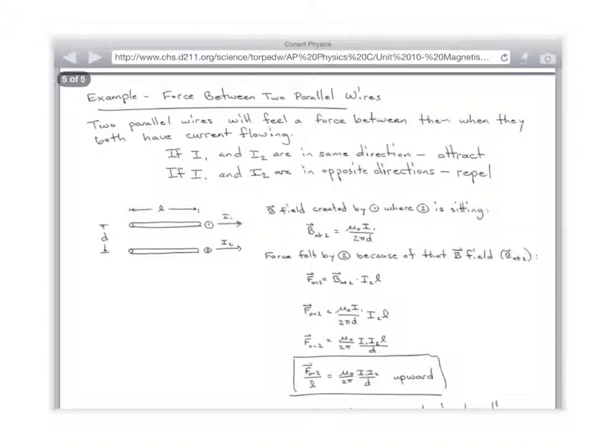So, more force if they're closer together. More force if there's more current through one. More force if there's current through two. And the total force depends on how long the wires are too. Does that make sense? So, this actually has some interesting effects. Have you ever seen two wires running parallel to each other before?